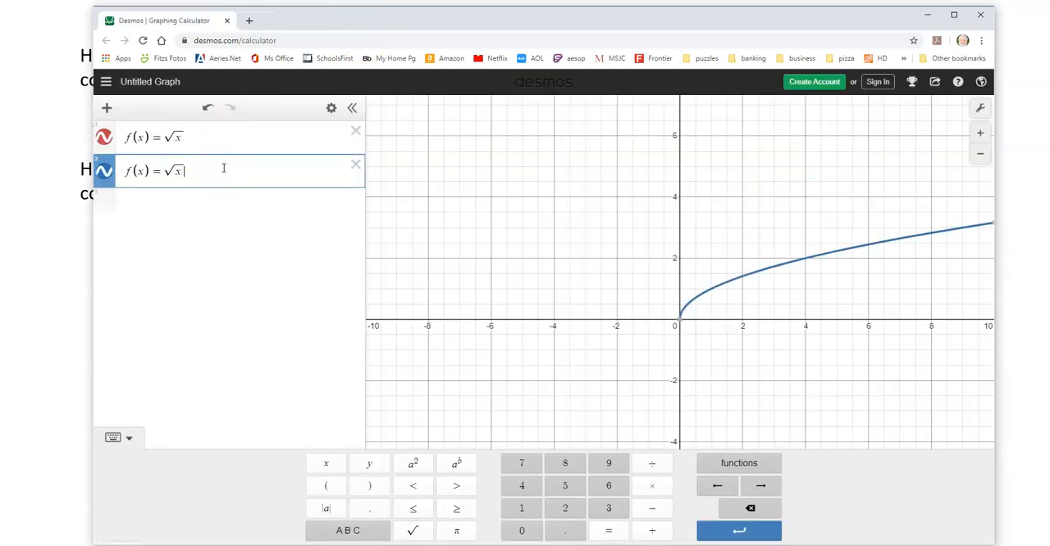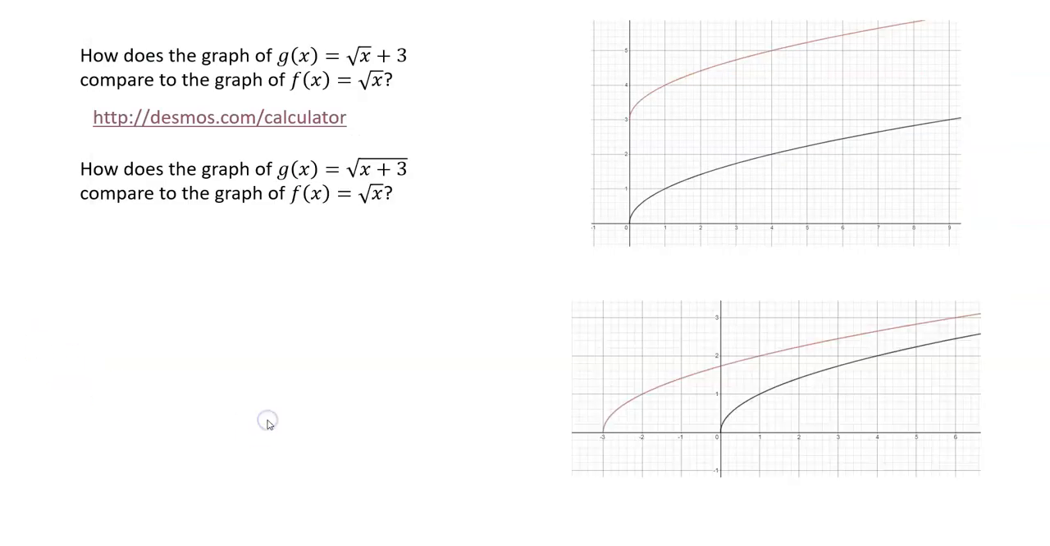Instead of the plus 3 on the outside, we're going to put plus 3 on the inside. Now, does that surprise you that we didn't move to the right 3? We moved to the left 3 units. Every point on the new graph is 3 units to the left of the original graph. So that moved to the left 3 units.